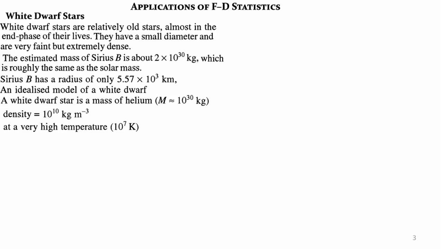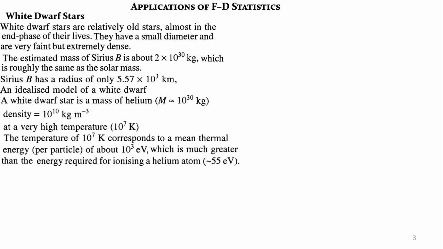This temperature of 10 to the 7 Kelvin corresponds to the mean thermal energy of each particle. Now you can take this temperature and simply write down k_B into T, then find the energy. This turns out to be of the order of 10 to the 3 electron volt. This energy is very much larger than the energy required for ionizing helium.